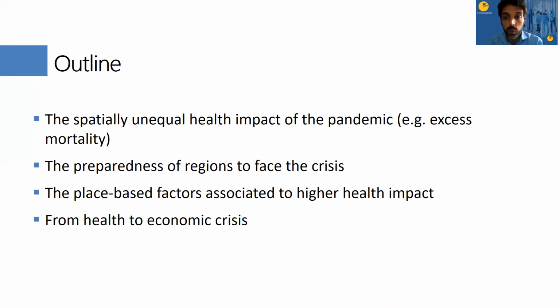In particular, most of the presentation will cover the health impact of the pandemic through an analysis of comparable indicators of all-cause mortality, where we will look at the patterns of mortality across and within OECD countries, and then link this impact with the extent to which different regions in OECD countries were prepared to face the health crisis. I will then finish with a few slides on how, from the health impact of the pandemic, regions have been experiencing an economic impact, and in particular I will present some considerations about the role of remote working within countries.